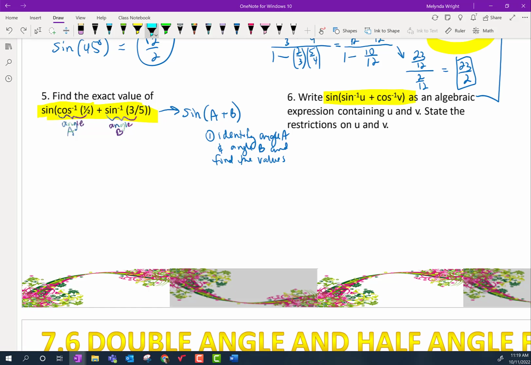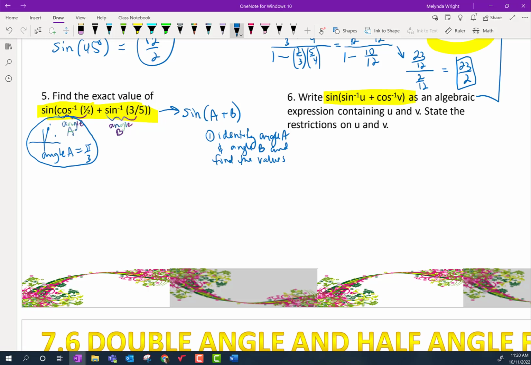Let's remind ourselves, cosine is x, so we want the x to be smaller than the y, so we're looking at this angle measure, 2 pi over 6. So angle A is 2 pi over 6, which is pi over 3. That's what we would do if it was a unit circle value. We've identified what angle A is. Are we okay so far?